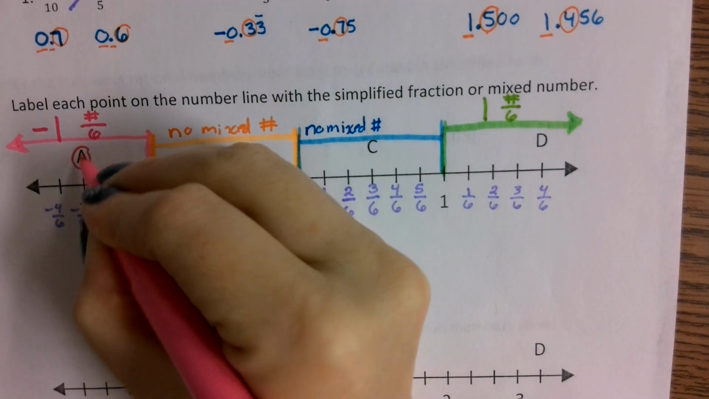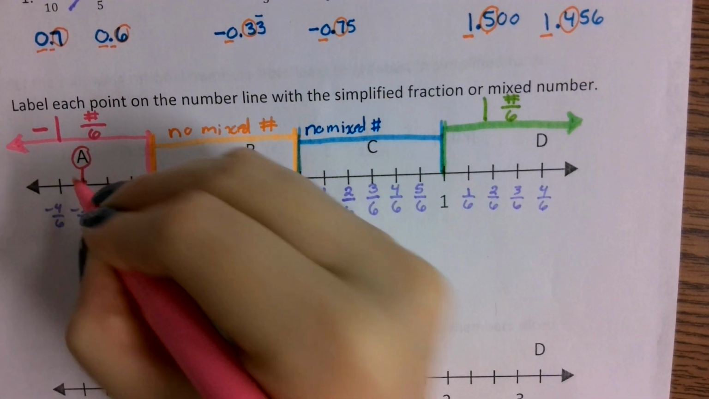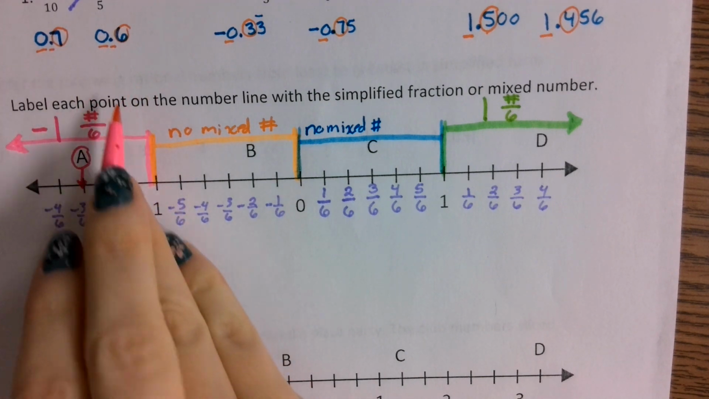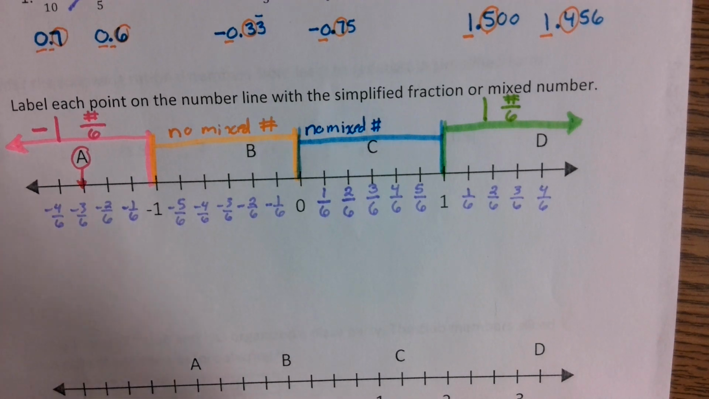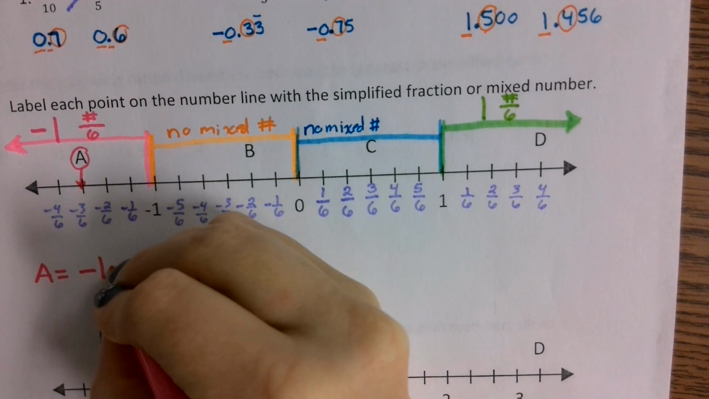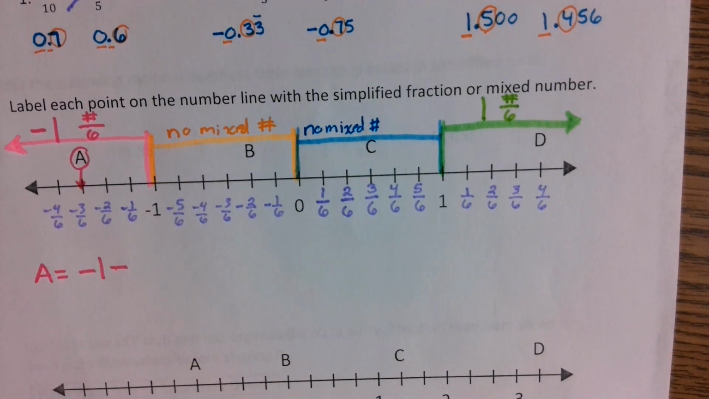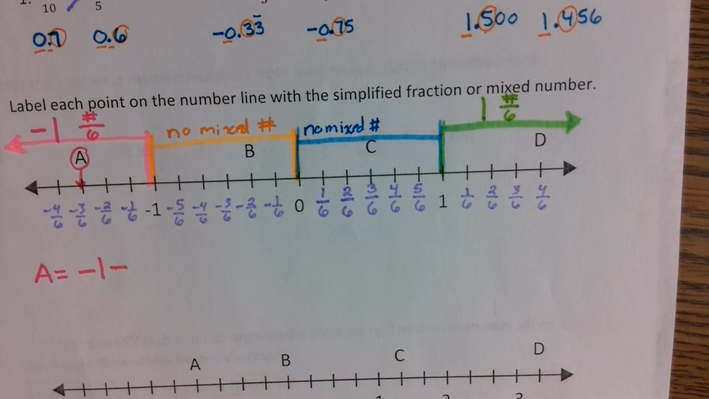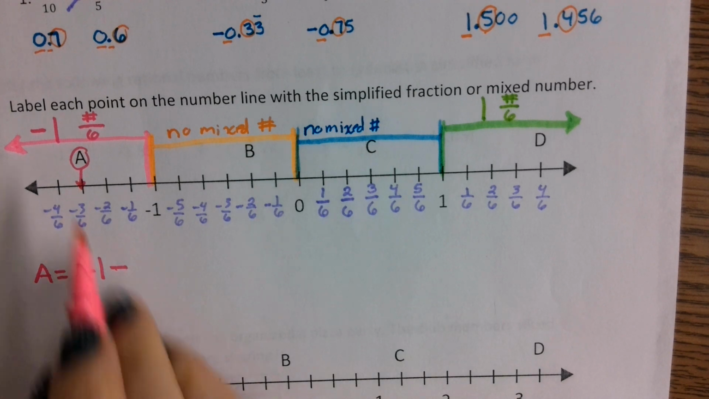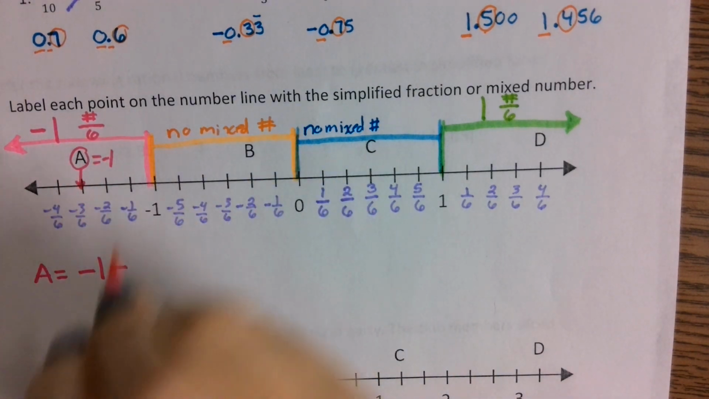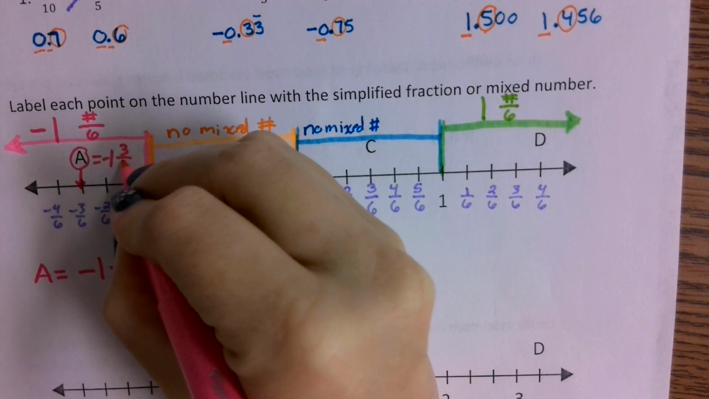Point A is labeled right here. It is in the negative 1 and some number over 6 portion. So I know point A is going to be a mixed number of negative 1 and what's the fraction? What's the fraction at, Angel? The negative 3/6. So we know it's negative 1, and we don't have to write the negative again because we've already written it, 3/6.